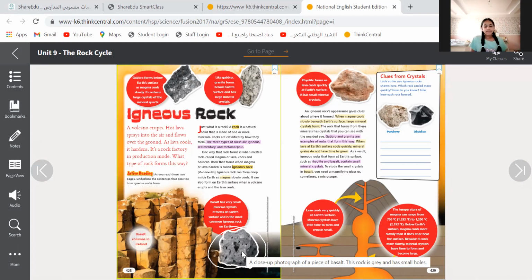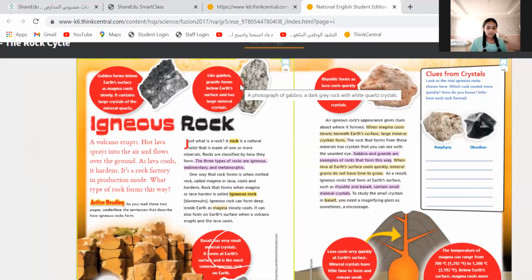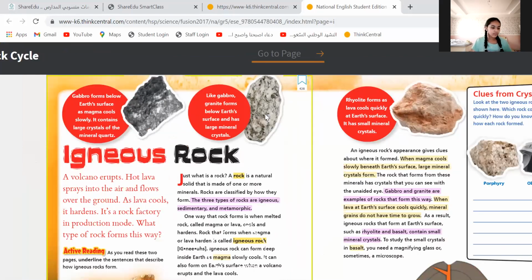Like what? Like this gabbro. And give me another one. Another example. This gabbro took its time. I need another one. Yes, Yajana, tell me. Gabbro, and this one? This is the gabbro, yes. Gabbro. And there's another example. And this one.